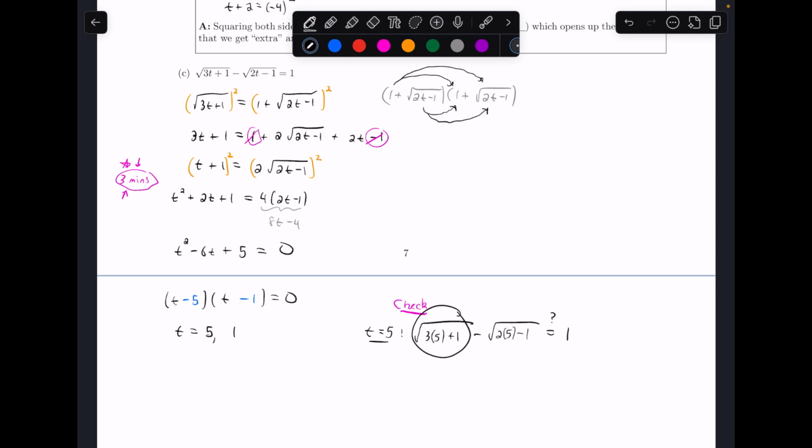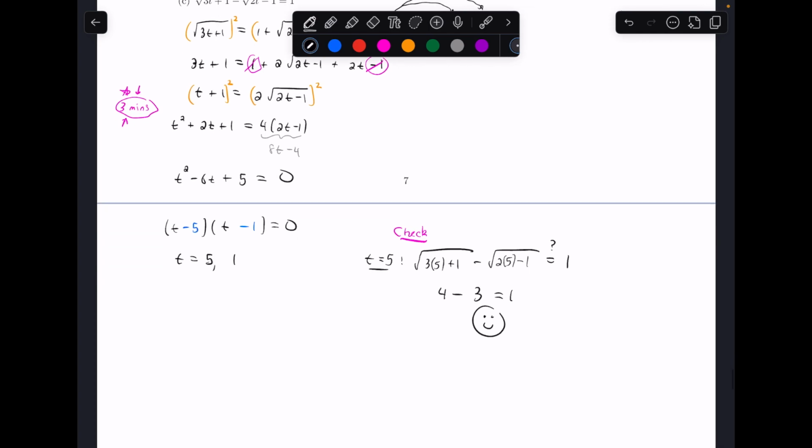So this first square root becomes square root of 16, which is 4. And then I get minus. The next one's square root of 9, which is 3. And does 4 minus 3 equal 1? Yeah, those are equal. So smiley face.